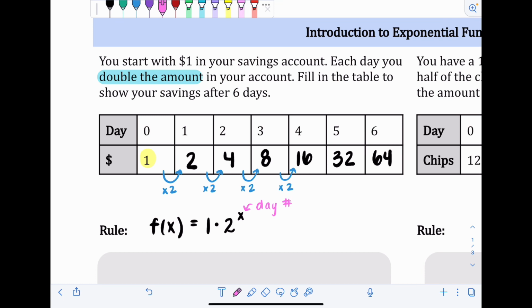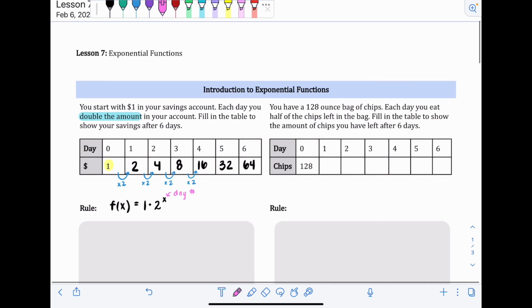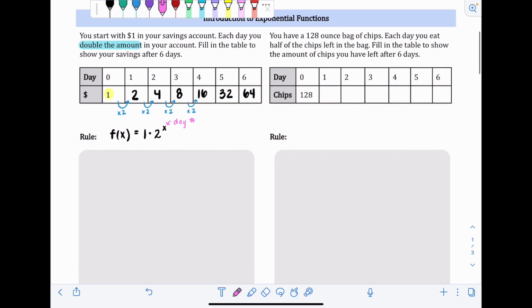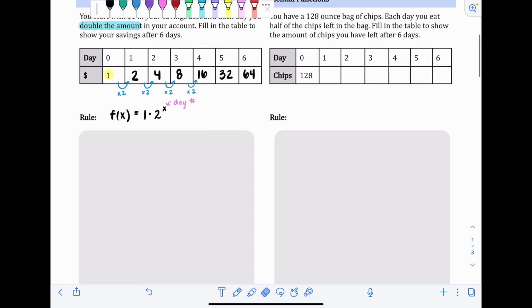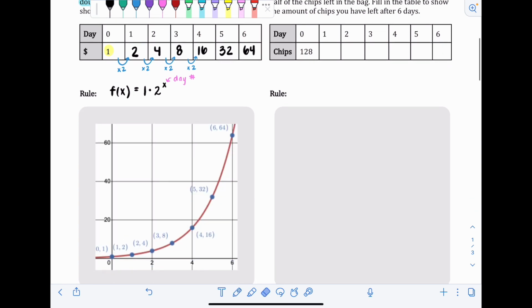So we're going to get into writing rules a lot more than just this, but I wanted to give you a quick example. And then it's also important to be able to identify what an exponential function looks like on a graph, because we talked about how it grows really quickly, but it's nice to see a visual of that. So on a graph, this table would look like this. You can see it starts off a little bit slow, a little bit flat, and then it shoots up and it starts to get really, really steep.